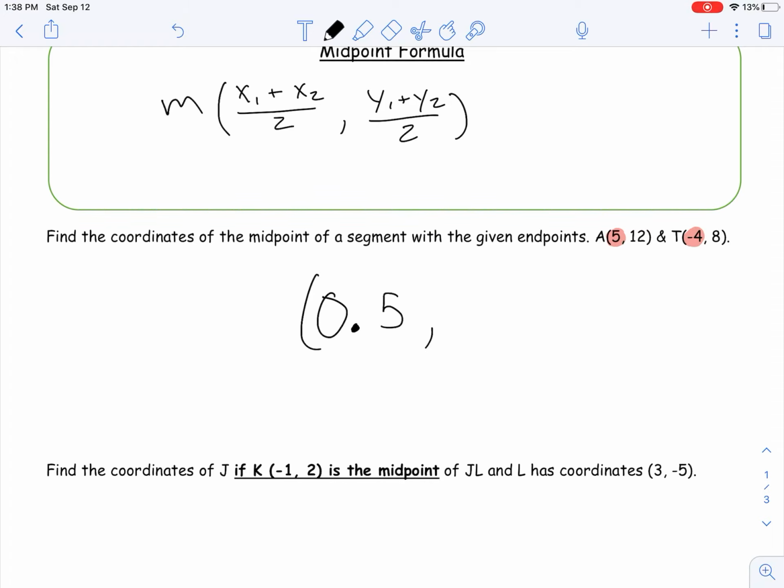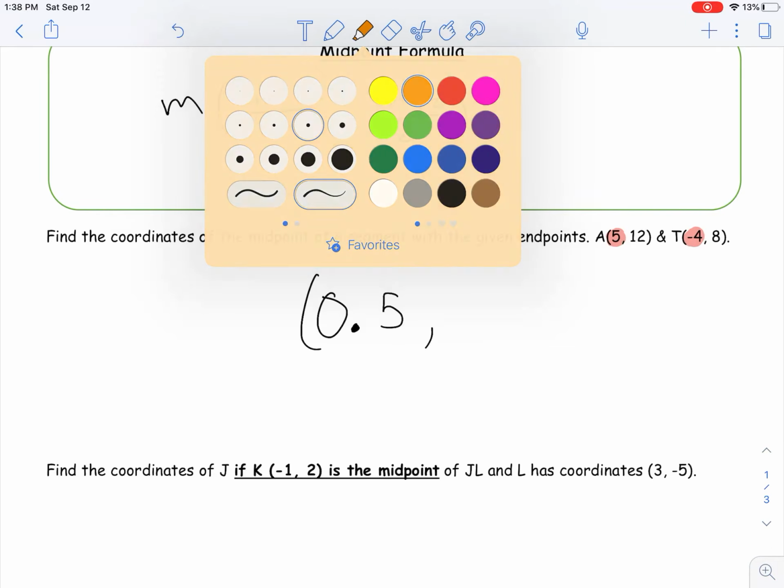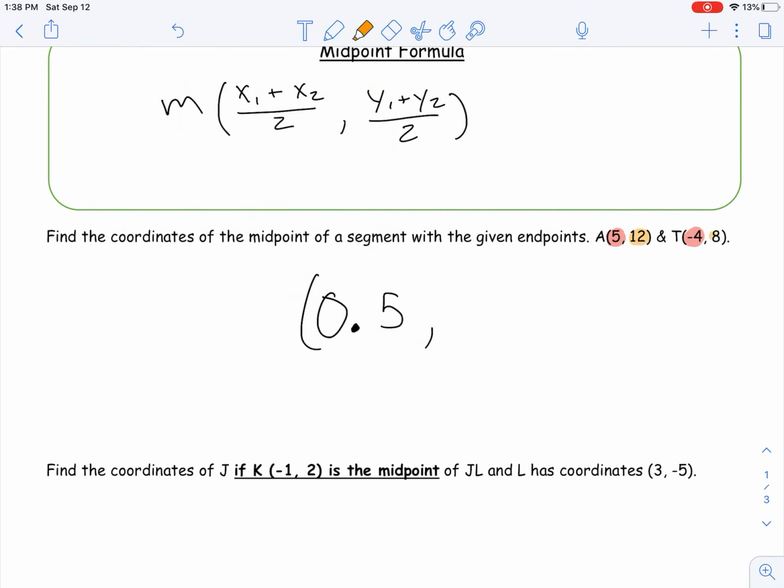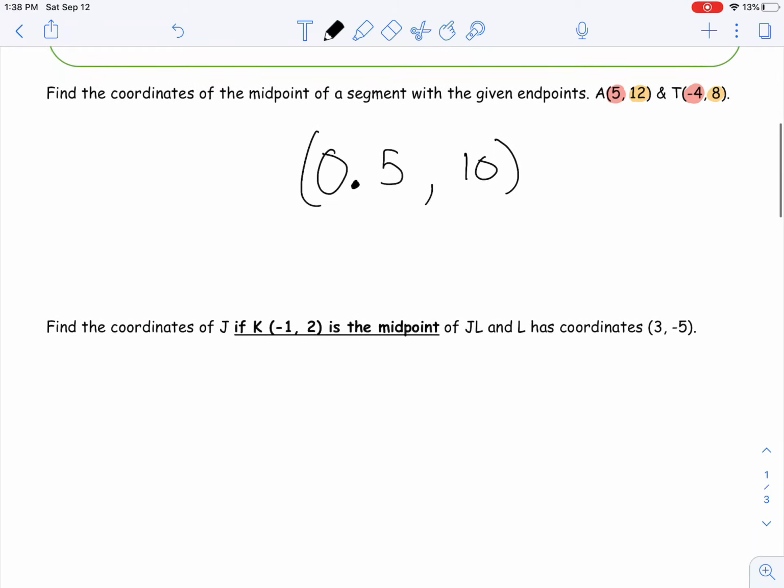And then the y values, well, 12 plus 8 is 20. If I divide 20 by 2, I get 10. That's my midpoint. That's it. All I did was I added them up and divided them by 2.